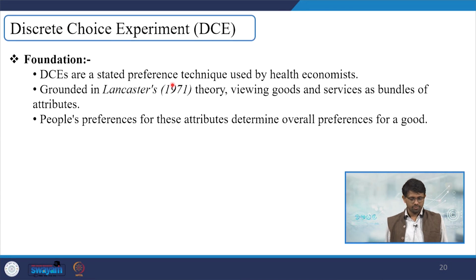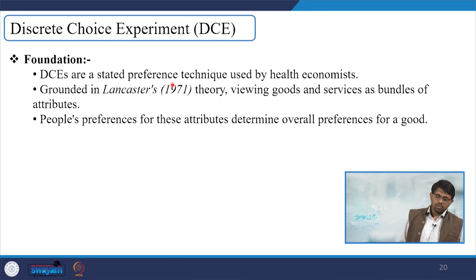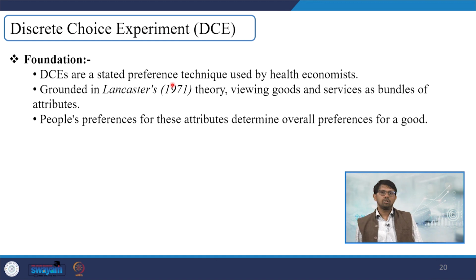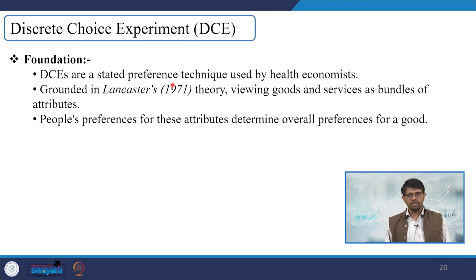Another one is called discrete choice experiment. So, the contingent valuation method we have already discussed. We are discussing now the DCE.